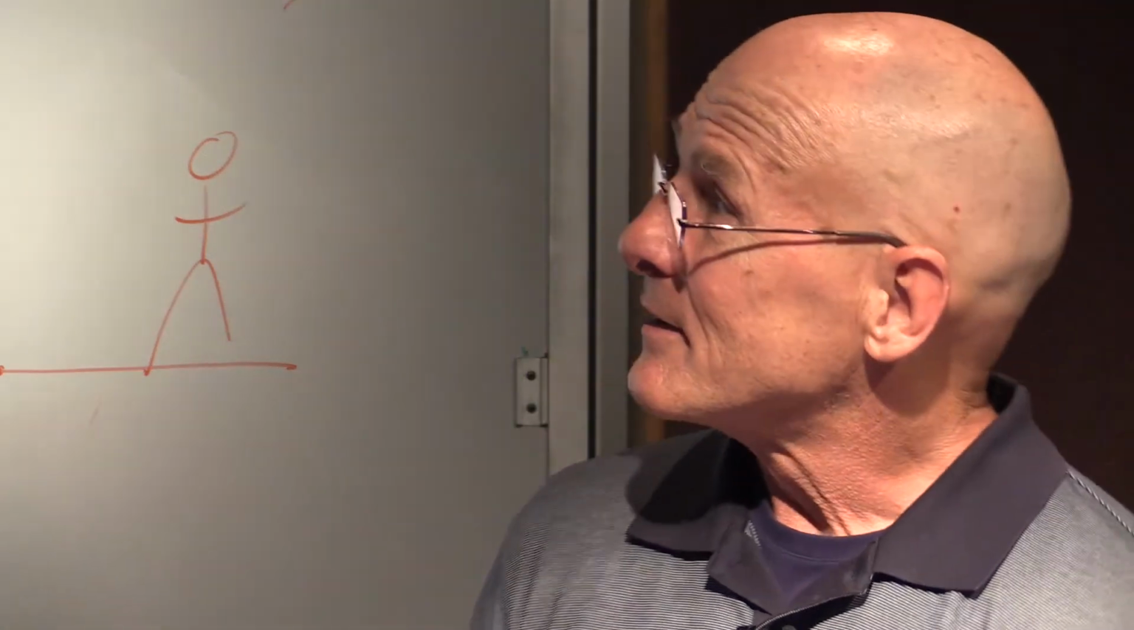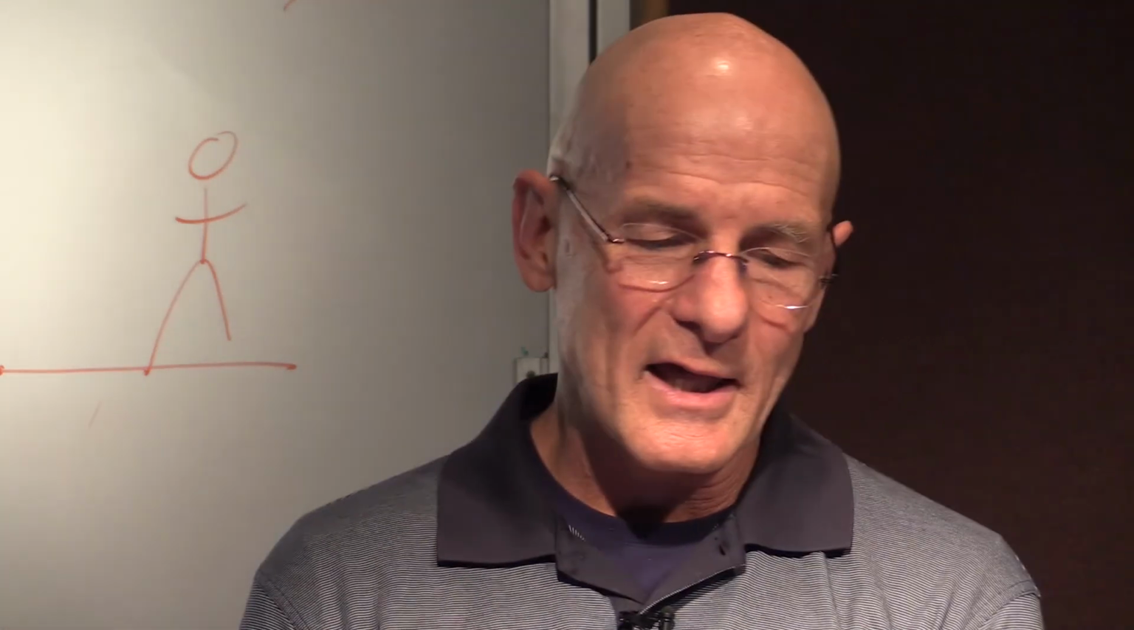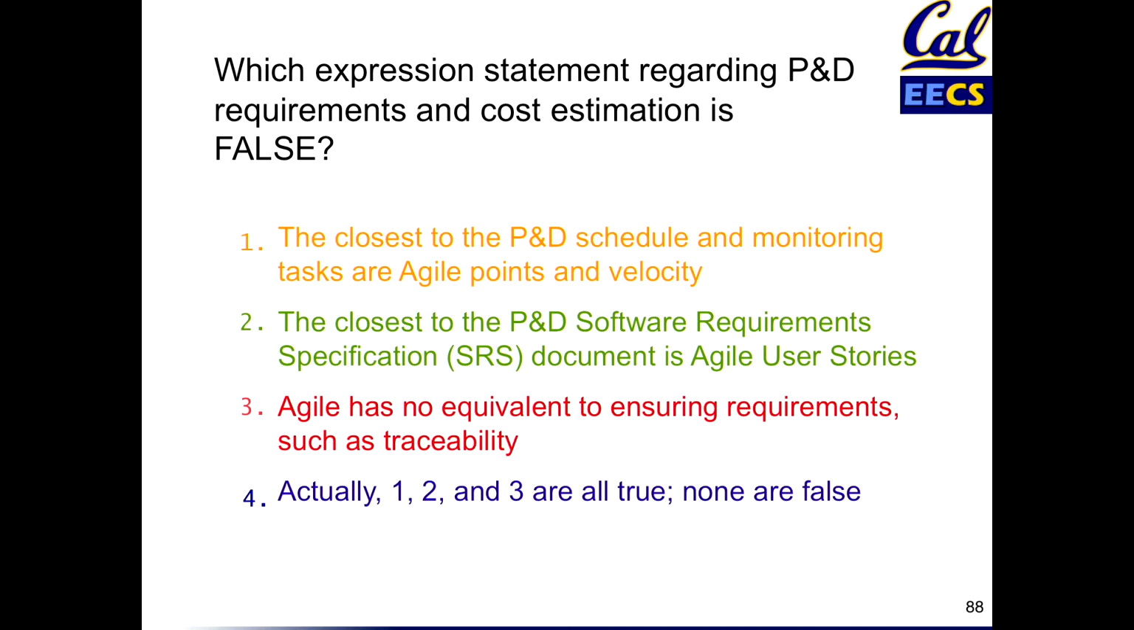Okay, so let's go ahead, which expression regarding plan and document requirements and cost estimation is false. The closest to plan and document scheduling and monitoring tasks are Agile points of velocity. The closest to plan and document software requirements spec document is Agile user stories. Agile has no equivalent to ensuring requirements such as traceability. And actually, they're all true. None of them are false. Okay, so why don't you pause over that one.